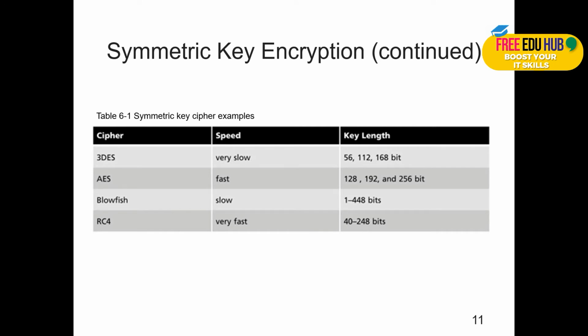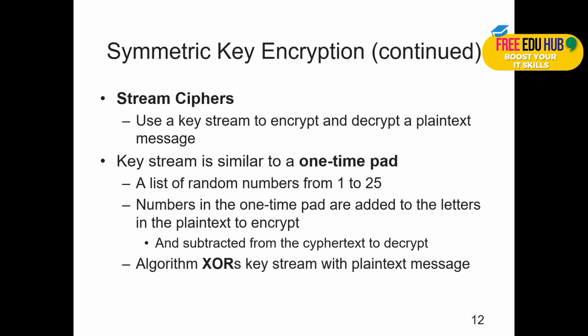So if it's taking a block and doing it over and over again, it means that it would take a lot of time. Then we have AES, which is quite standard and very fast, then Blowfish, which is slow, and RC4, which is very fast. Now the key length depends on the kind of algorithm they are using, but keep in mind that whenever we are talking about symmetric encryption, you must see 3DES, AES, or Blowfish and RC4.